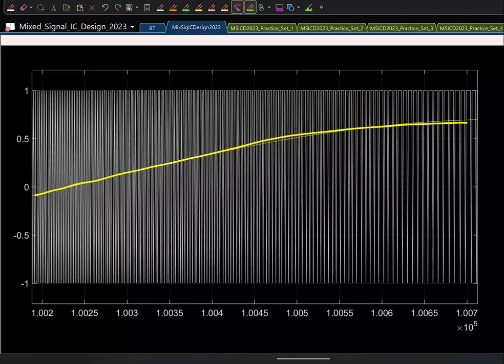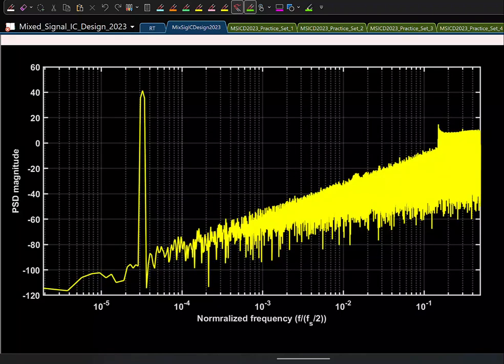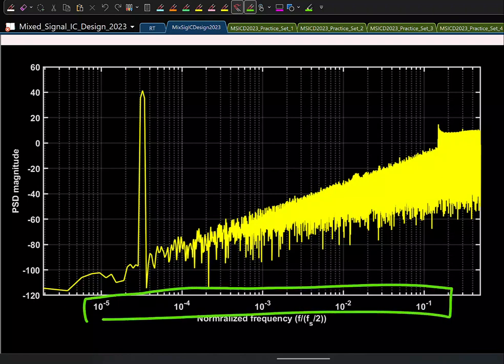Of course, now let's look at the frequency domain spectrum. So I'll plot the frequency spectrum of this single bit data. That looks like this. A couple of things I first want you to focus on here. Look at this frequency scale. What kind of scale is it in?